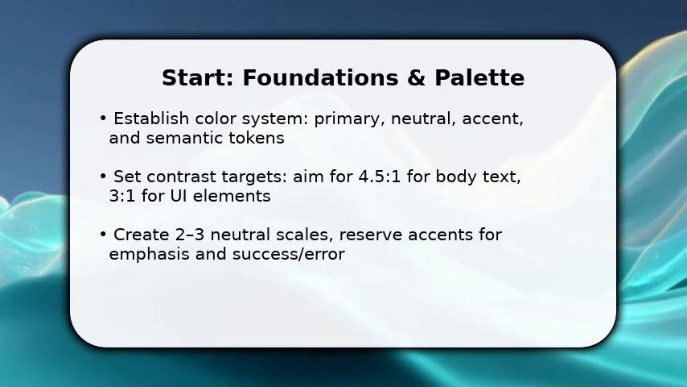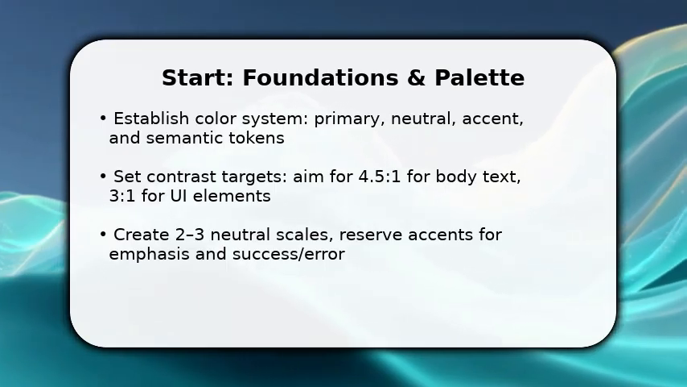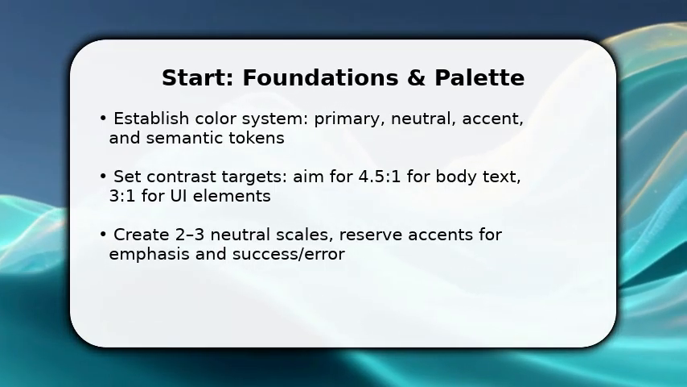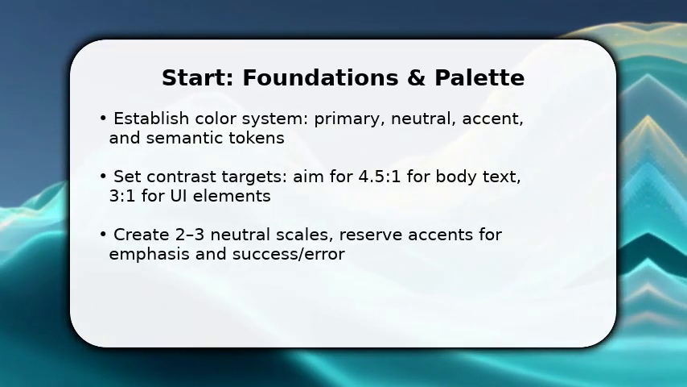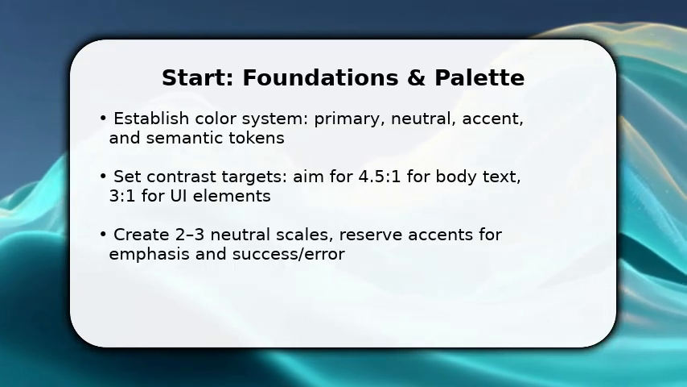You begin by choosing a restrained palette and tokenizing colors. This prevents ad hoc choices later. Once done, define neutrals first. Use 2-3 gray scales for surfaces and text, then map primary and accent roles.